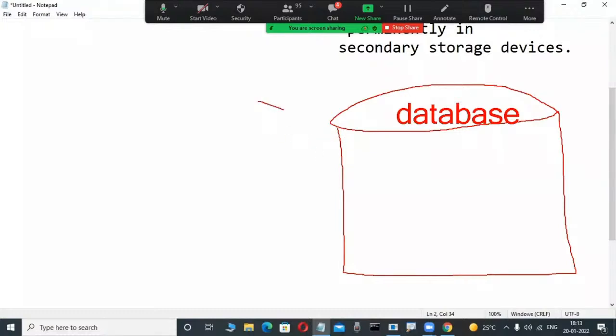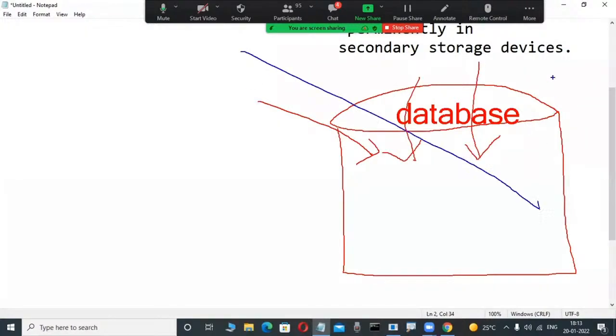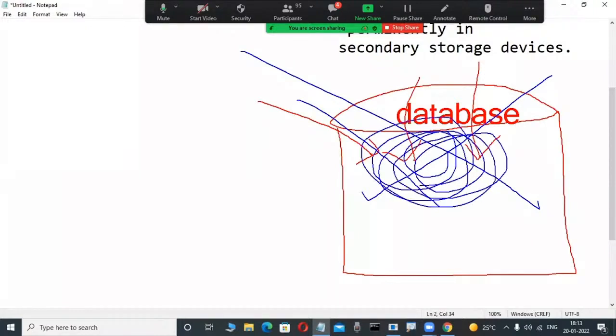Suppose here we are storing a random collection of data, we think. That is absolutely wrong. Actually, Oracle, SQL Server, DB2, Sybase, Informix, Ingres, Teradata, these types of databases do not store a random collection of data. These databases only store a structured collection of data.